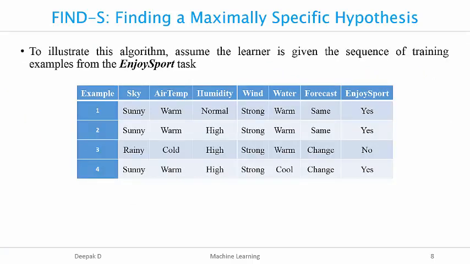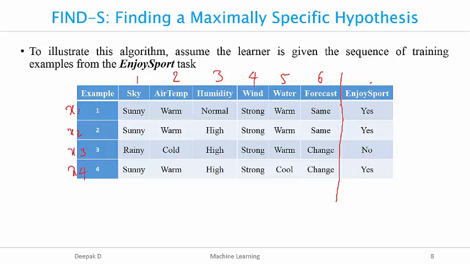So to illustrate this Find-S algorithm, we have taken an enjoy sports task, which assumes that the learner is given a sequence of training examples from this enjoy sports task. You can see here there are 4 instances: x1, x2, x3 and x4. How many attributes are there? 6 attributes: sky, air temperature, humidity, wind, water, forecast. And the last attribute is to make sure whether this instance is a positive instance or a negative instance.